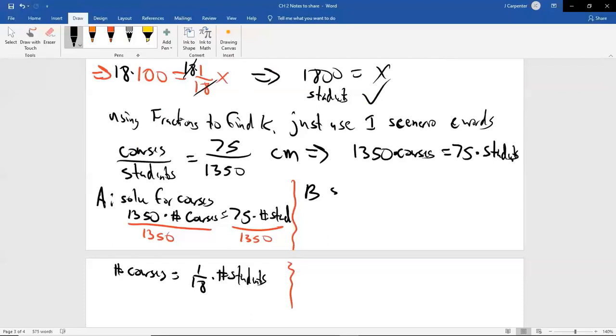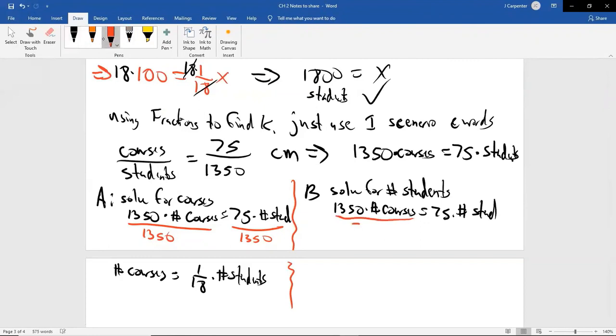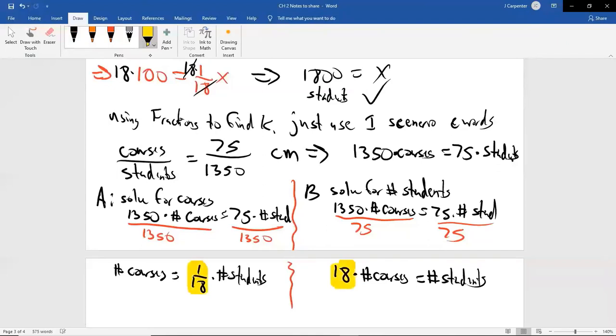Or if I took that original thing and I solved for the number of students, which would have been more relative to the problem we actually had. So we take the 1,350 times the number of courses, set it equal to 75 times the number of students. This time we'll instead divide both sides by the 75. And we know the 75 goes into 1,350 18 times. So 18 times the number of courses should be equal to the number of students. And look how these same numbers ended up popping out. Those would be the Ks in each of the scenarios.